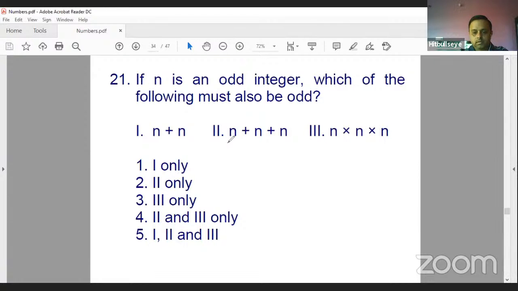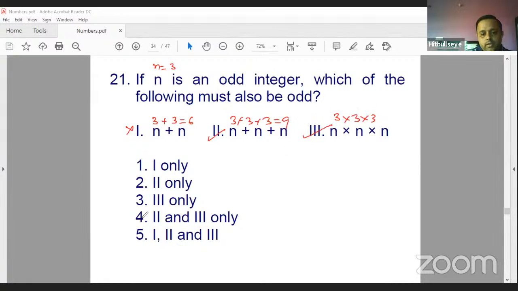No, Astha. Check again, please. N is an odd integer. So just take N to be any odd integer. Let us say N is 3. So this will be 3 plus 3, 6. So this is not odd. 3 plus 3 plus 3 will be 9. This is odd. 3 into 3 into 3, obviously you are multiplying 3 odd numbers. So answer has to be odd.